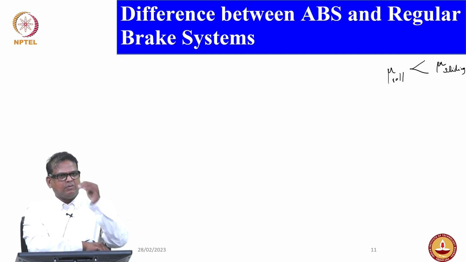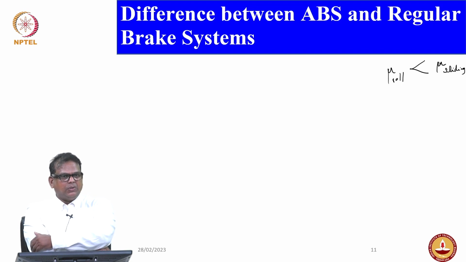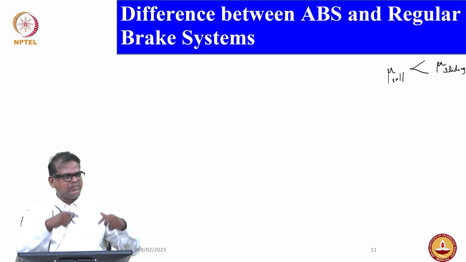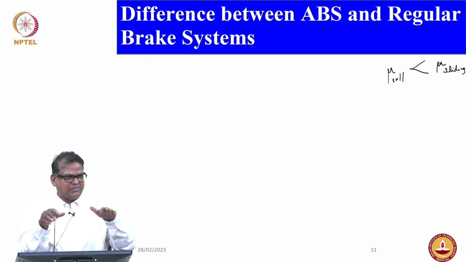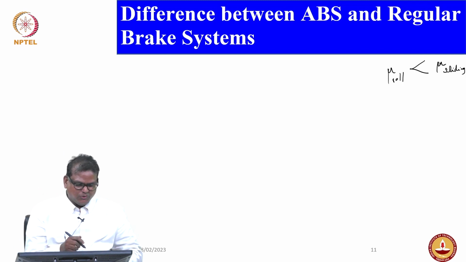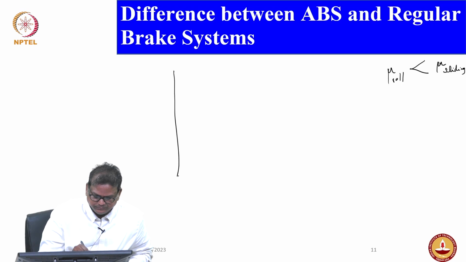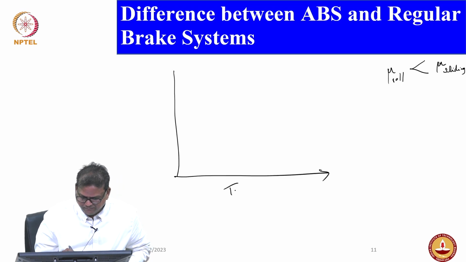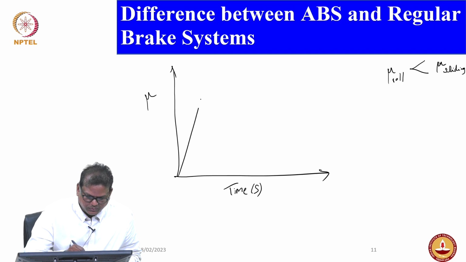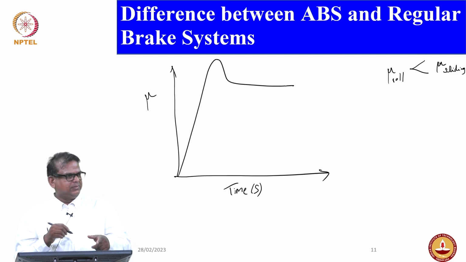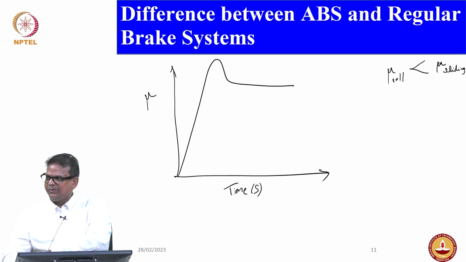Okay, so the moment you apply a brake, what do you expect in a normal vehicle? The rotation of the wheel will stop and start to slide. Right, we need to have high friction because rolling friction is low. So if you see the response, this is time, just make it time in seconds. Of course, we are talking in seconds, not minutes. And this is your coefficient of friction. So what happens? It goes like this and stops. This is a regular brake system.